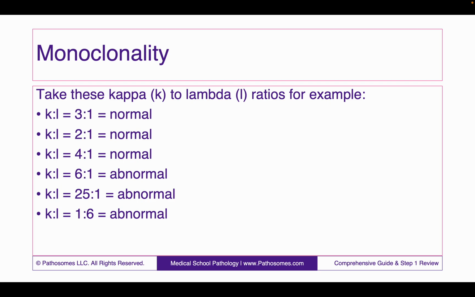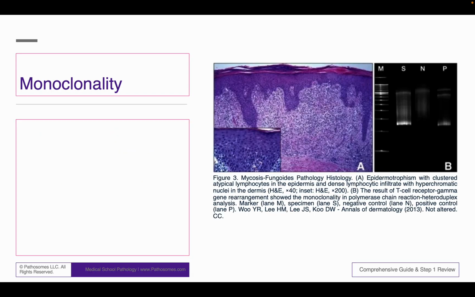If you're a hematopathologist or a hematologist oncologist, right? I'm not talking to you. I'm talking to medical students. Monoclonality. We discussed that, right? And for example, we can see with mycosis fungoides an example of monoclonality with the T cell receptor gamma gene rearrangements, right?